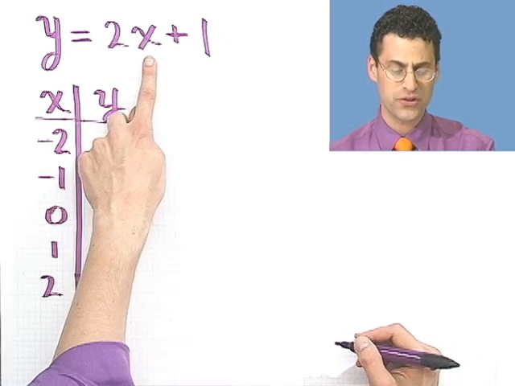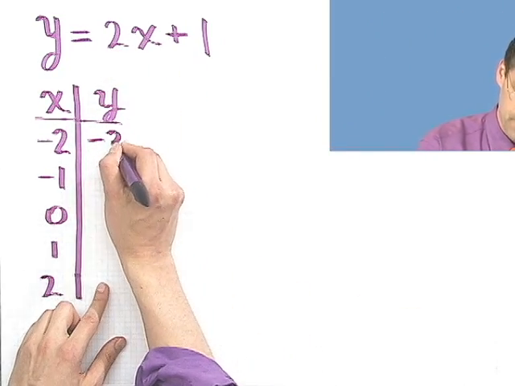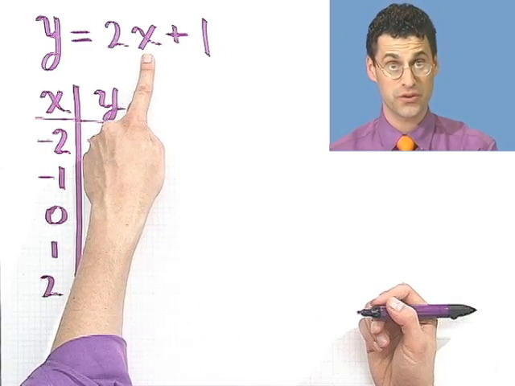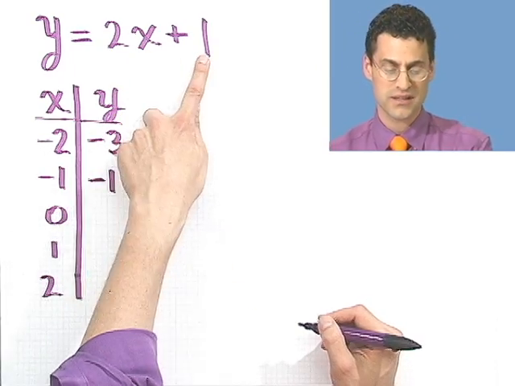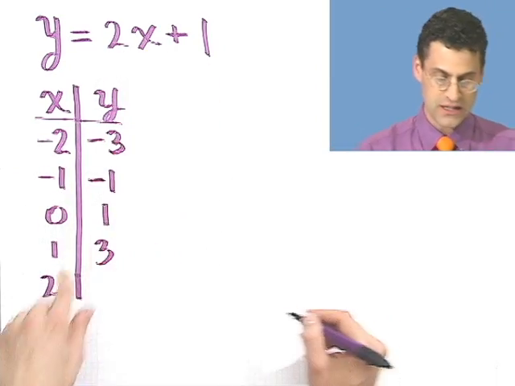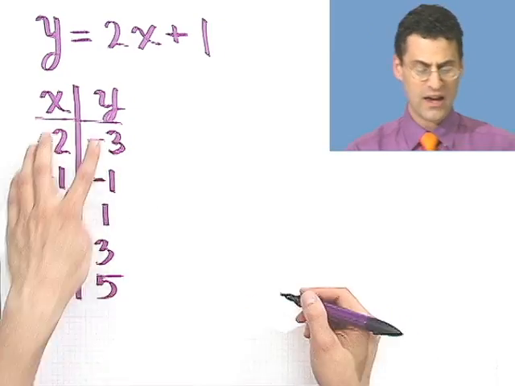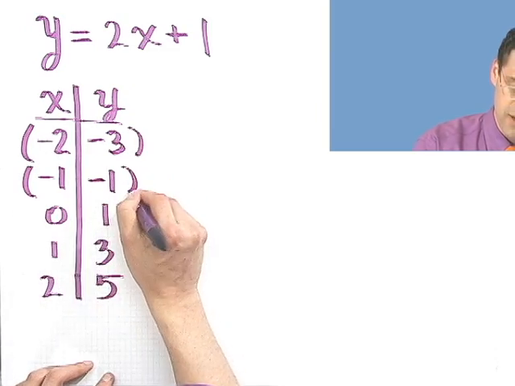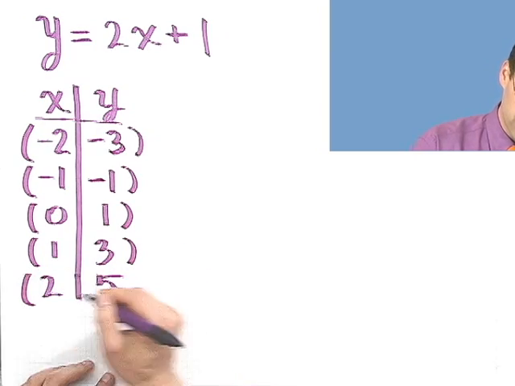For example, if I plug in negative 2 here, I see negative 2 times 2 is negative 4, plus 1 would be negative 3. When I plug in negative 1 for x, I would see 2 times negative 1, which would be negative 2, plus 1 would be negative 1. If I plug in a 0 here, I would just see that plus 1. If I plug in a 1, I'd see 2 plus 1, which is 3. If I plug in a 2, I would see 2 times 2 is 4, plus 1 is 5. So now I have a chart of points. You can think of these as ordered pairs: minus 2 comma minus 3, minus 1 comma minus 1, 0 comma 1, 1 comma 3, 2 comma 5.